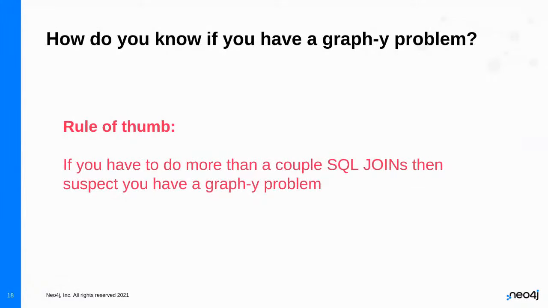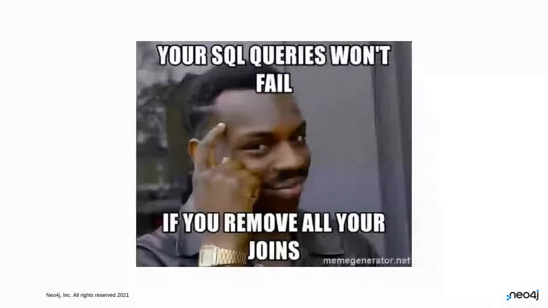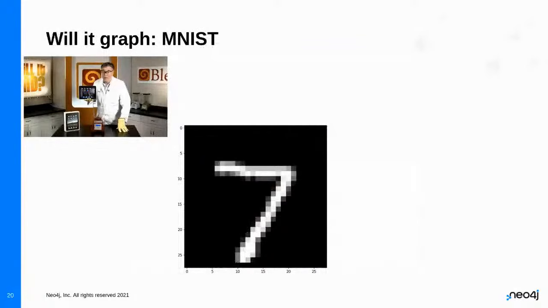So the rule of thumb that I like to use is if you have more than a couple SQL joins, now that wasn't true in that previous problem, but if you have more than a couple SQL joins, then you should suspect that you have a graphy problem. Now, I'm not going to sit here and tell you that the graphy solution is always the best one, but definitely give it a try. I'll show you a case where it is here in a minute. But now we're going to play a game. The game that we're going to play is Will It Graph.